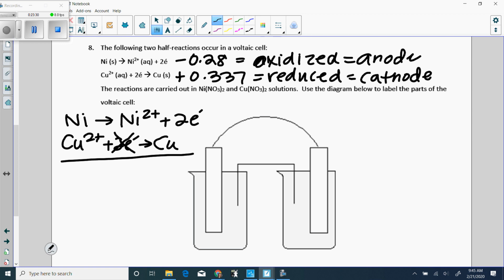Our electrons have to crisscross and cancel. If they don't, we might have to multiply. So my net ionic, my final answer for my equation, looks like that. I didn't have to do any hydrogen balancing. I didn't have to do any oxygen balancing.